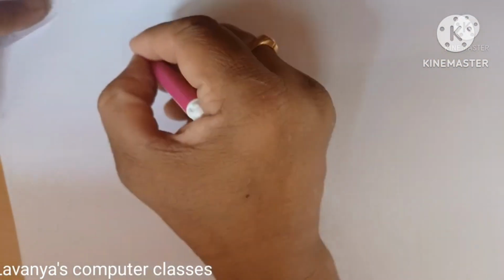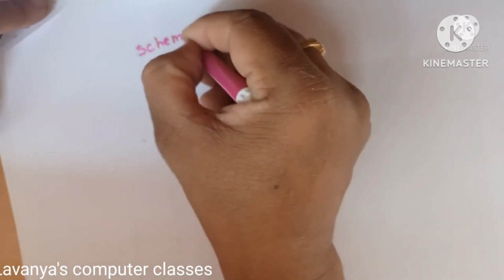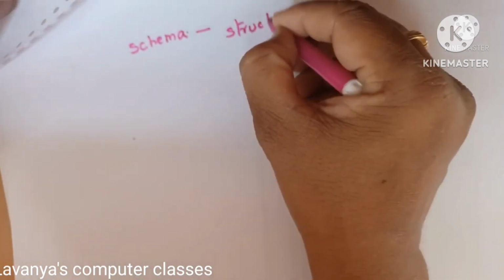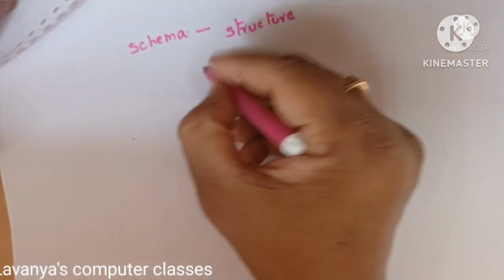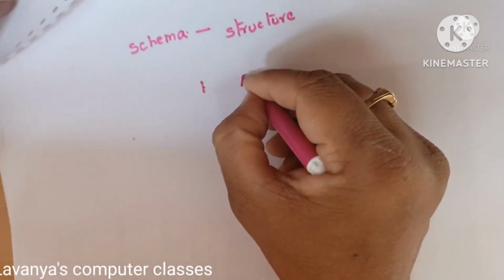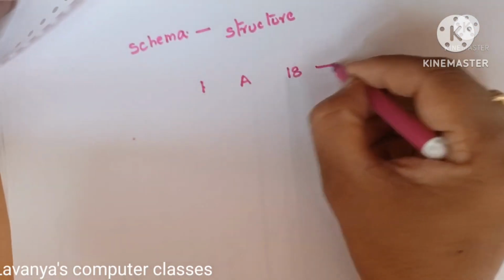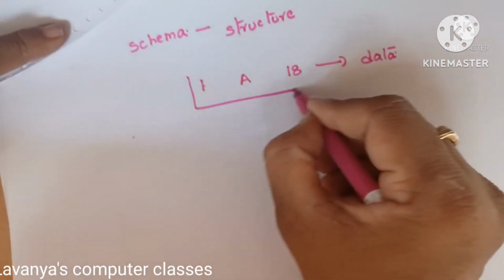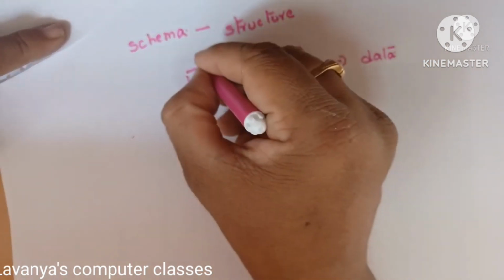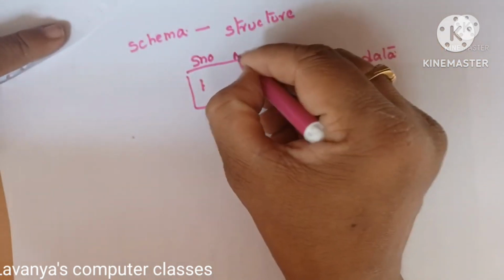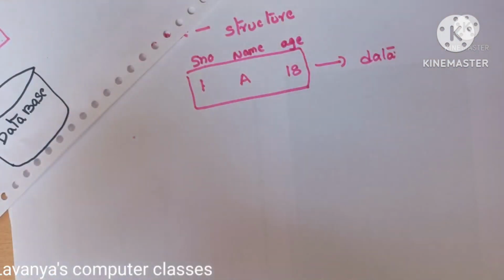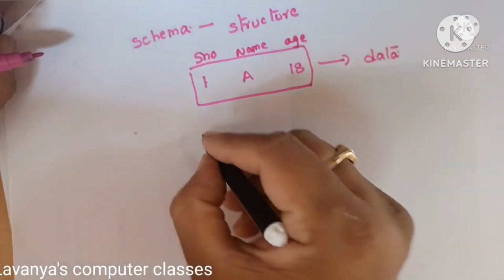Before going to the three level architecture, first we should know what a schema is. What is schema? It is the structure of the database, the skeleton of the database: how the data is stored, in which format the data is stored. That entire thing is explained using schema. For example, I have a database row like 1, A and 18. So this is the data. What does 1 indicate? 1 indicates the serial number, A indicates the name of the student, 18 indicates the student's age. If the data is stored in this format, that is called a schema.